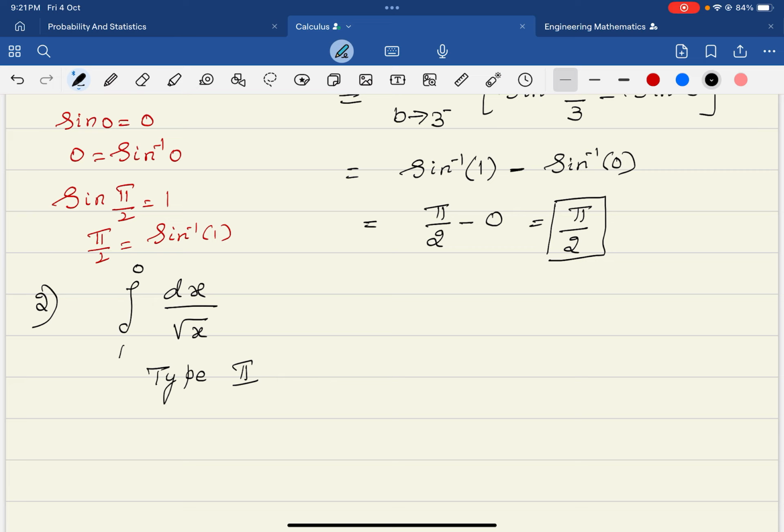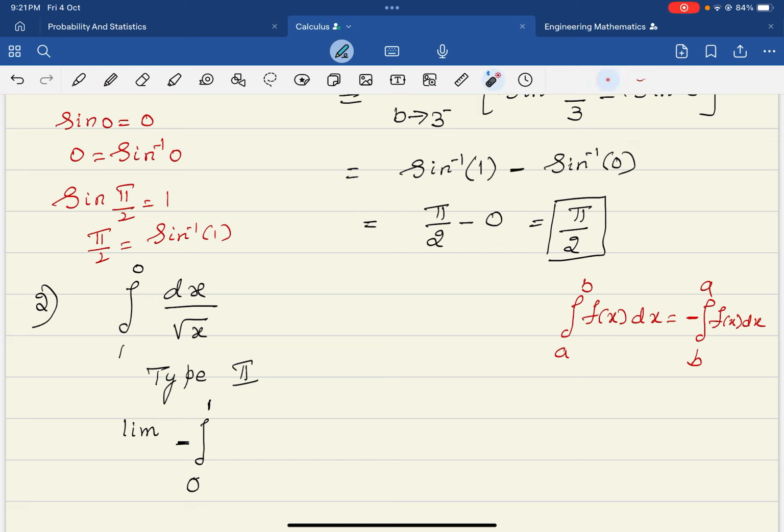So what can we do? We write this as a limit. The lower limit is 1 and the upper limit is 0, so we write it as minus integral of 0 to 1. I hope all of you remember that integral a to b of f of x dx can always be written as negative integral b to a of f of x dx. That means if you interchange the limits, it is negative. Because the limit here is 1 to 0, we cannot write it like that, so we write 0 to 1 and put the negative sign here.